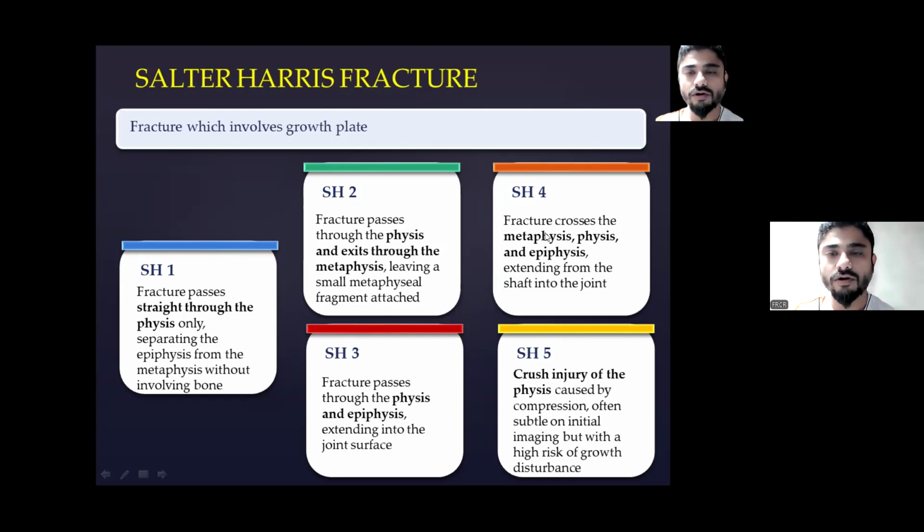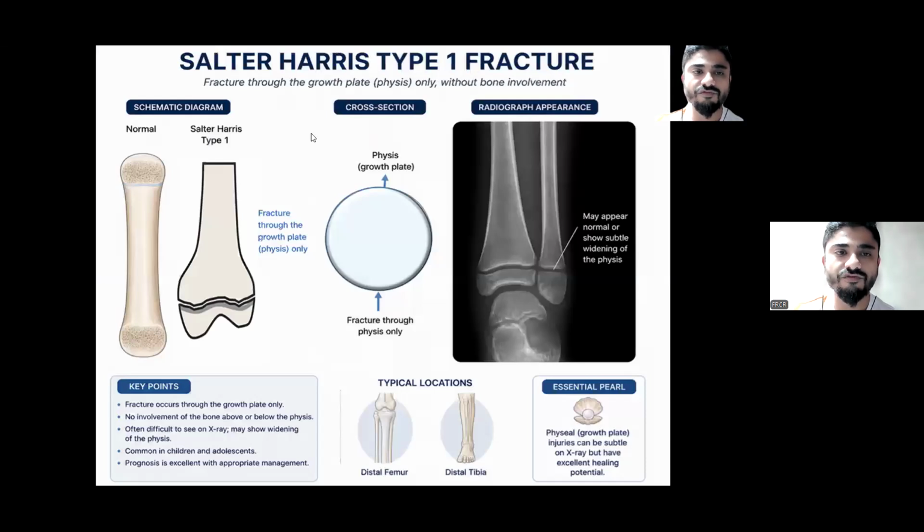Salter-Harris type 4 fracture involves all the 3 parts, metaphysis, growth plate, and epiphysis. Coming to the last type, Salter-Harris type 5, it is basically a crush injury of physis. Okay, caused by a compression injury, and usually on initial radiographs it is difficult to appreciate, but we will see how to identify various kinds of Salter-Harris type fractures. Okay, now coming to Salter-Harris type 1 fracture first.